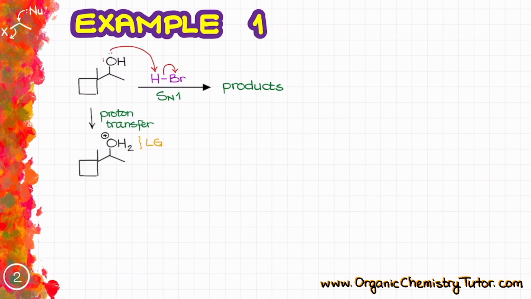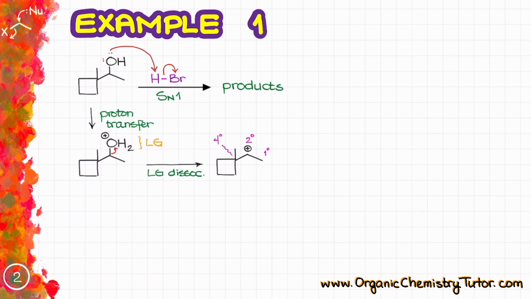The first step in this mechanism is going to be the proton transfer, in which we're going to protonate our OH group, making a good leaving group. Then our leaving group is going to dissociate, and at that point we always want to double check whether we are going to have a carbocation rearrangement or not. As soon as you form a carbocation in any kind of reaction in organic chemistry, you always want to double check for any possible carbocation rearrangements.